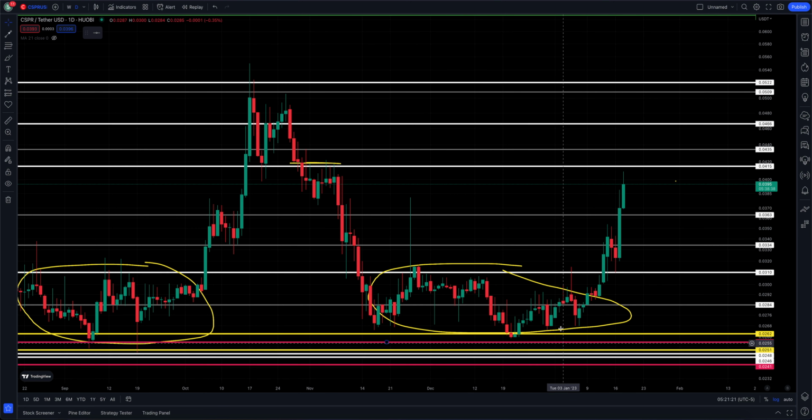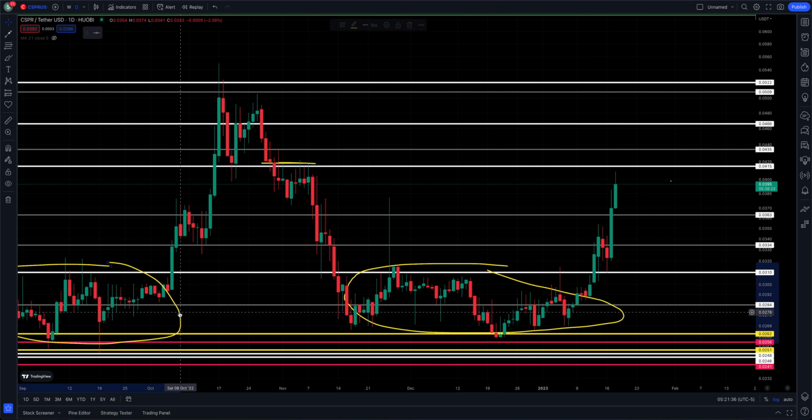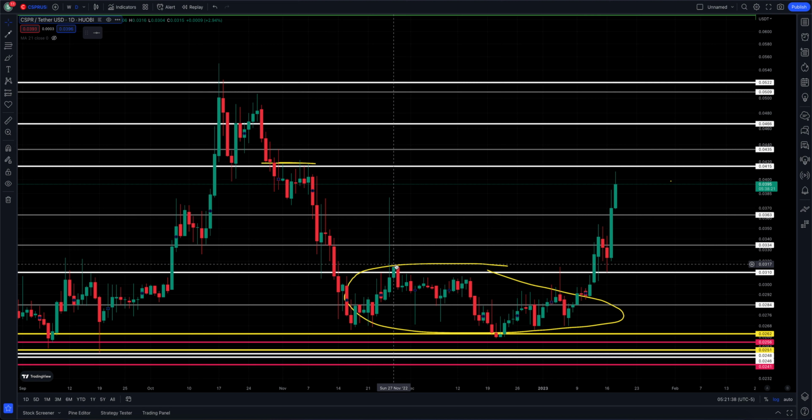This is a lot of consolidation. Pullbacks along the way, of course, are normal market behavior. Let's throw some Fibonacci's up here for fun. Let me clean up the chart, get rid of some of these yellow lines here.